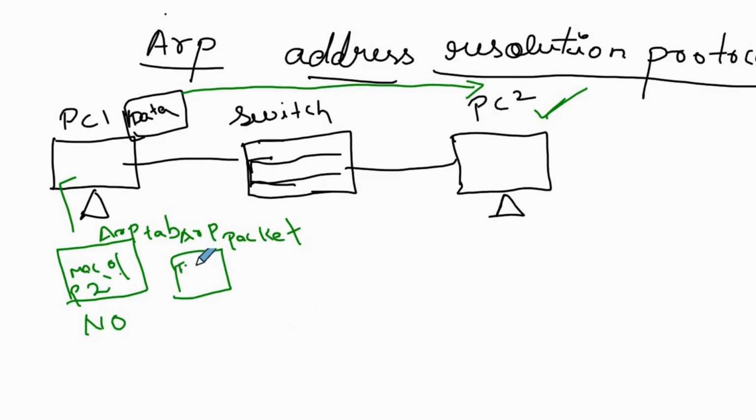The packet has from IP, to IP, from MAC will be there, and to MAC will be FFFF. So this packet will travel to the switch. Now the ARP will communicate to the switch.